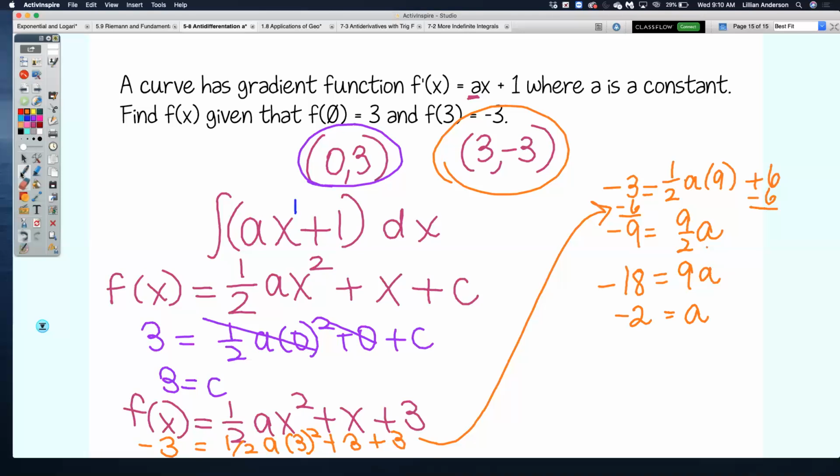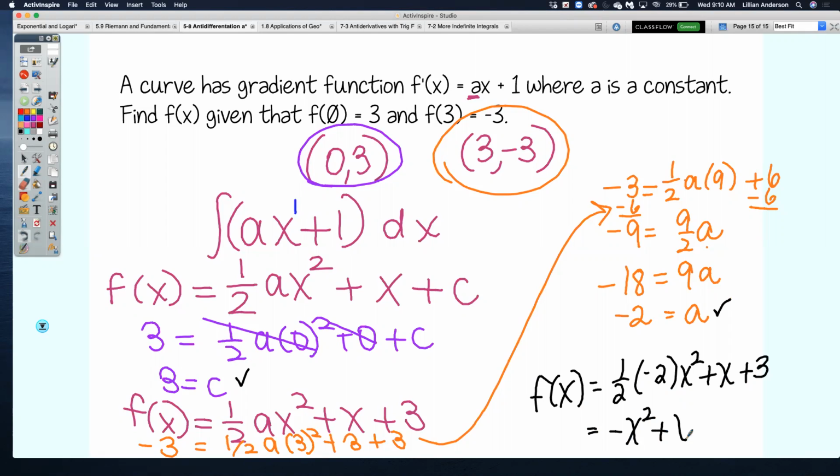And so by using those additional pieces of information, I'm able to find not only a, but also the value of c. So my final function is f of x is equal to 1/2 times -2 x squared plus x plus 3, or negative x squared plus x plus 3. And that is how you find particular solutions.